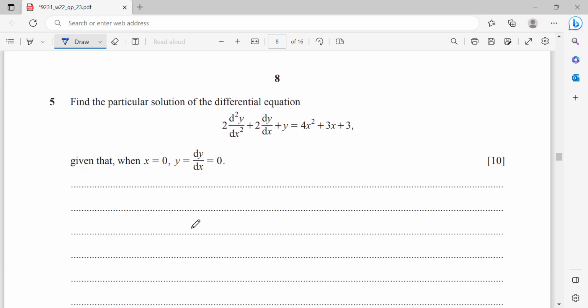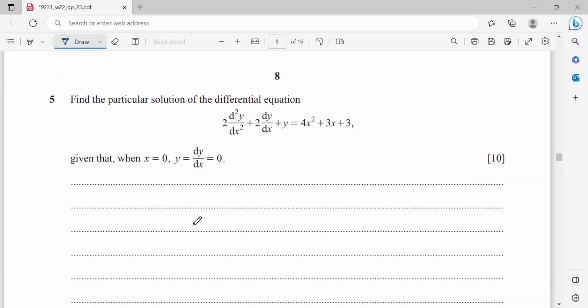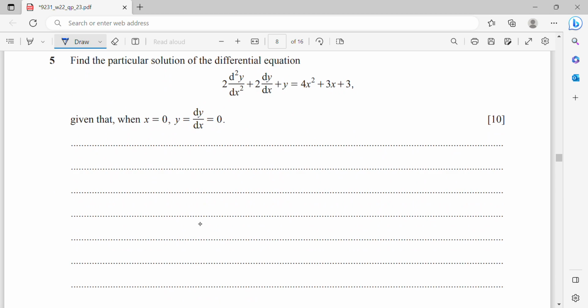Now, next question, number 5. Find the particular solution of the differential equation 2d squared y over dx squared plus 2dy over dx plus y equals 4x squared plus 3x plus 3, given that when x equals 0, y equals 0 and dy over dx equals 0, which means all these three are 0.